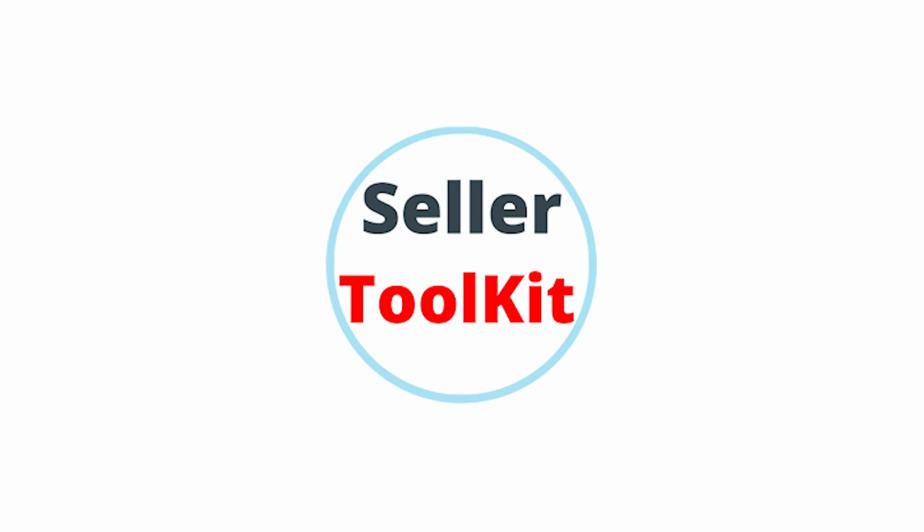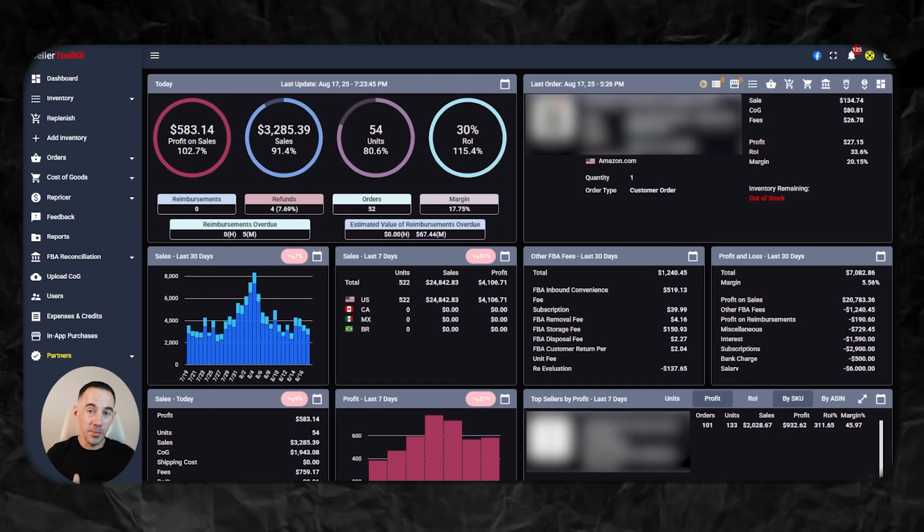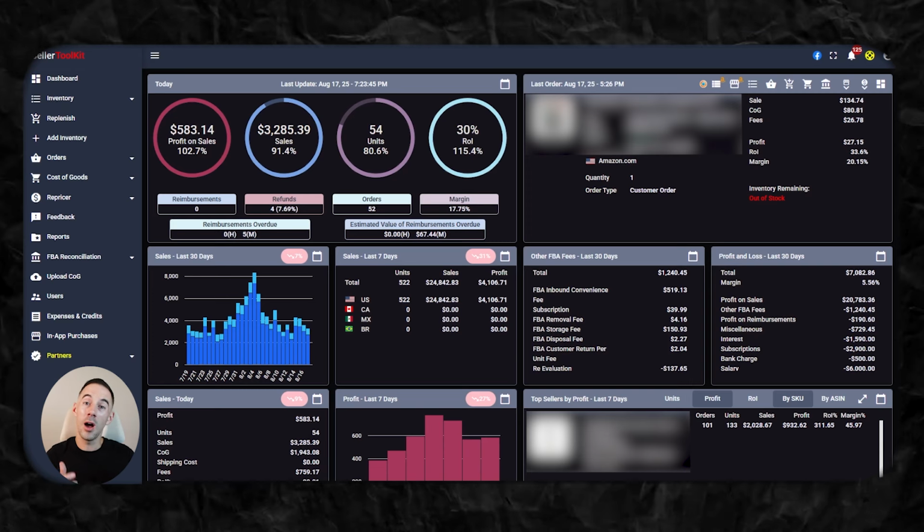That's when we switched to using Seller Toolkit, and it showed us a crystal clear breakdown of true profit per unit, flagging the losers and spotlighting the winners instantly. Now today, I want to dive into what's new in Seller Toolkit, give you a live walkthrough of the software that we use to see our profits, and show you how these upgrades can help you stop guessing and start scaling your Amazon business.